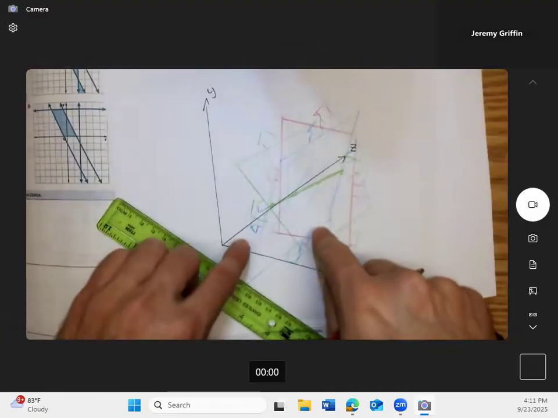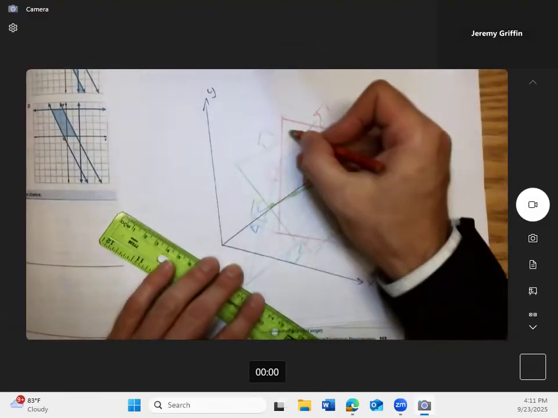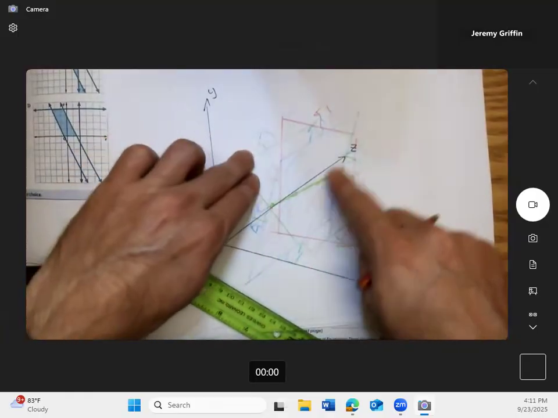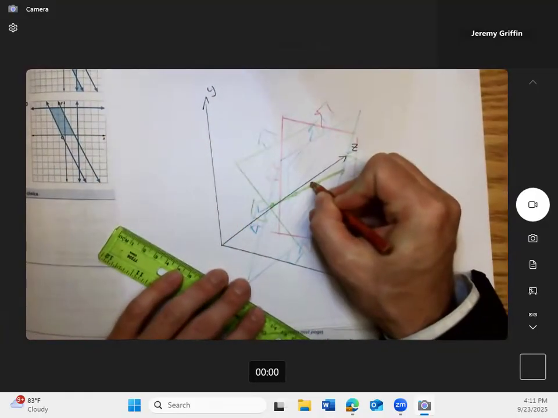But there would be exactly one place where this red plane I just made would cross this green line, which represents the intersection between the green plane and the blue plane. And you're right, bam, right there.